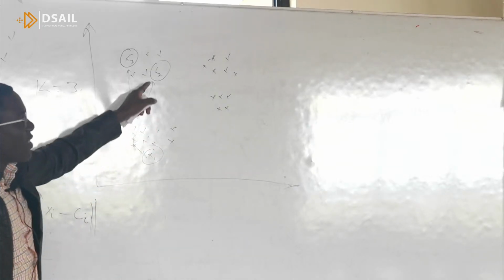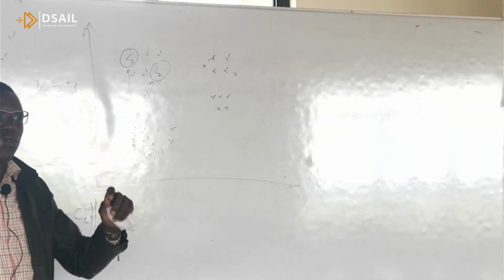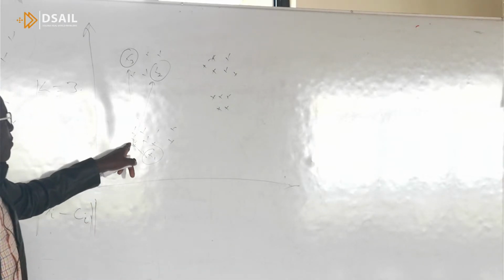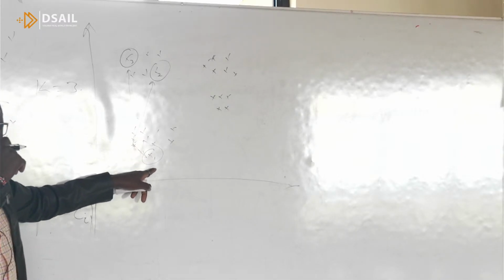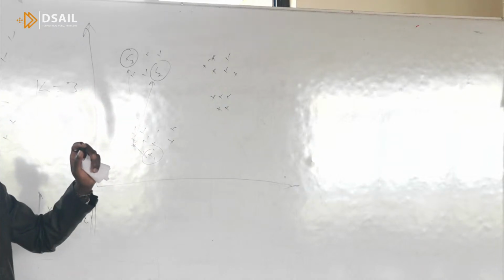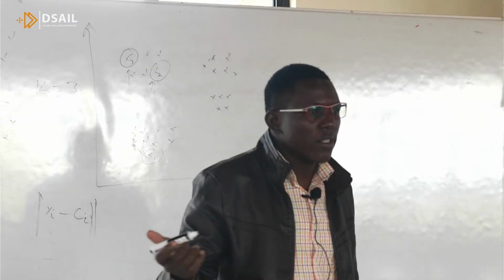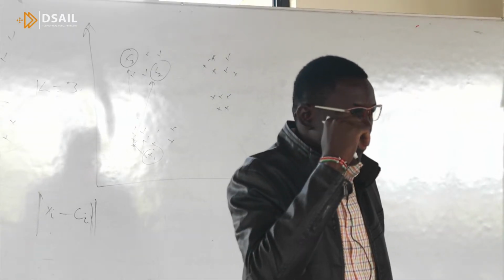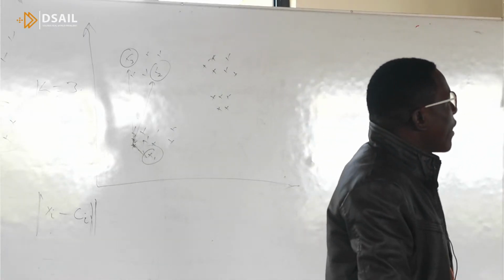Once you've done that, the point is assigned to the cluster that is closest to it. So in this case, this point is assigned to cluster 1. And you repeat that for all the points. By the time you finish the loop, all the points will have been assigned to a particular center.